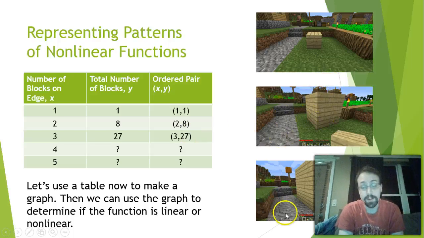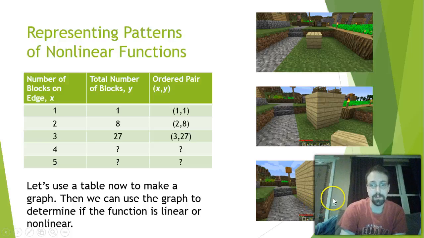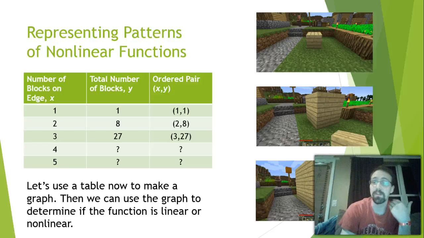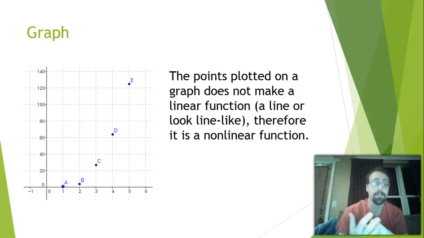And the next one you got 3, 27. I'm not going to count each one of those because it's a lot, but 1, 2, 3. And then you got 1, 2, 3 this way, and then 1, 2, 3 up. So there's your 27. Let's use a table now to make a graph. Then we can use the graph to determine if this function is linear or nonlinear. So here it is. The points plotted in the graph do not make a linear function, a line or line-like. Therefore, it is a nonlinear function. Man, that's really hard to say.